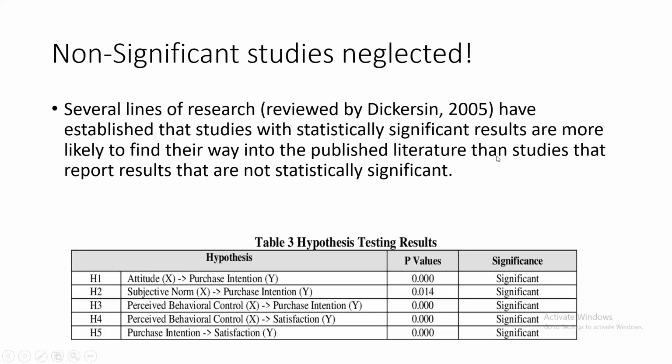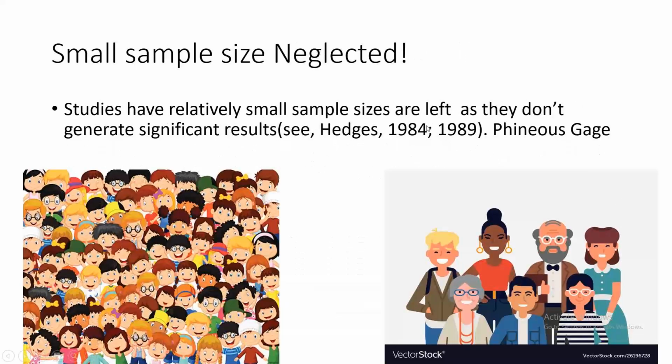We just take up significant studies, and we don't take up insignificant ones. There is a sample bias, and this has all been said by researchers. Hedges says that there is a bias. We don't like taking studies which are smaller in sample size. We like taking studies which are very huge in sample size. Even that is a bias.